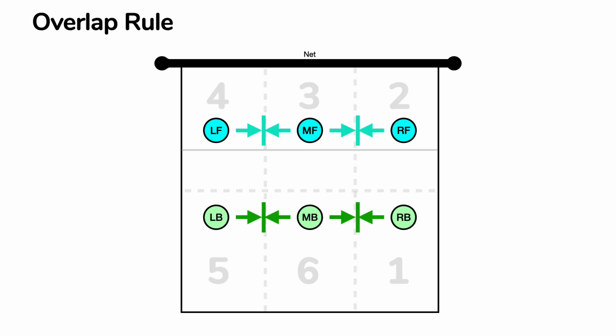You also can't cross over the player next to you. So the player in 4 can't be to the right of the player in 3, and the player in 2 can't be to the left of the player in 3. Same goes for the back row. Those players can't cross over each other either.